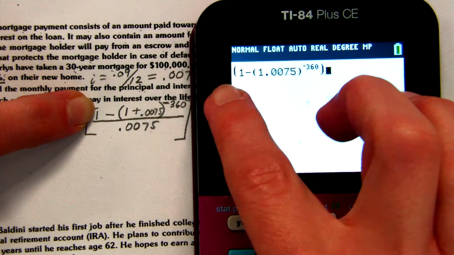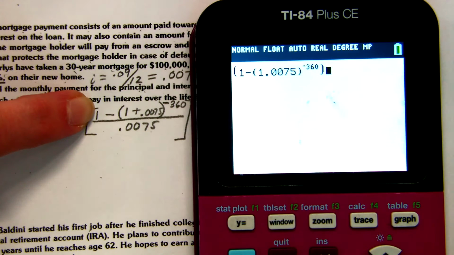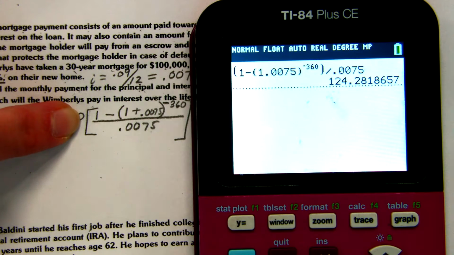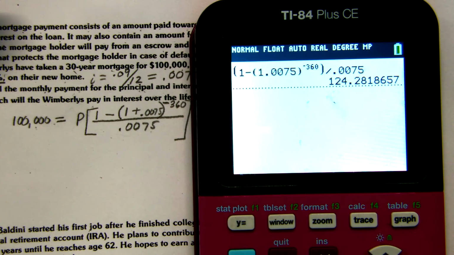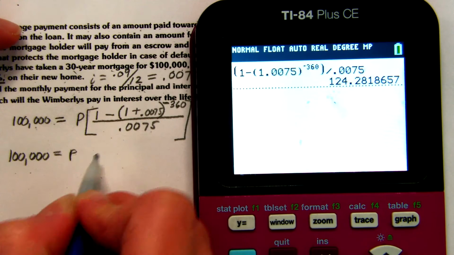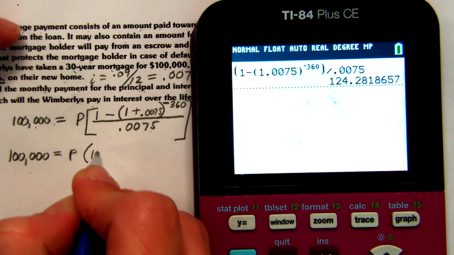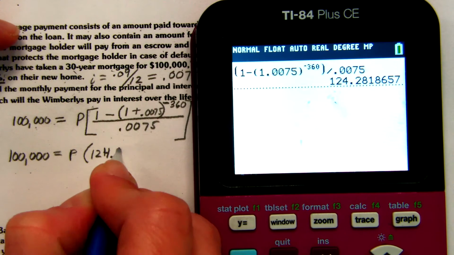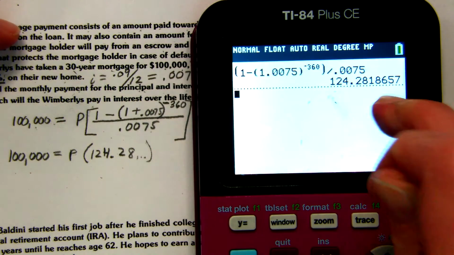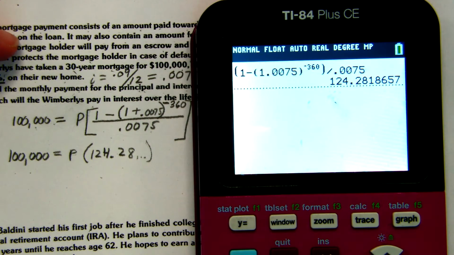And then I'm going to put all of that top in parentheses and then divide by 0.0075. And you're going to get this number, which I hope is right. Right, yeah. So we have 100,000 equals P times approximately 124.28, blah, blah, blah. And if you keep this number on your calculator, you won't have to worry about rounding error stuff.